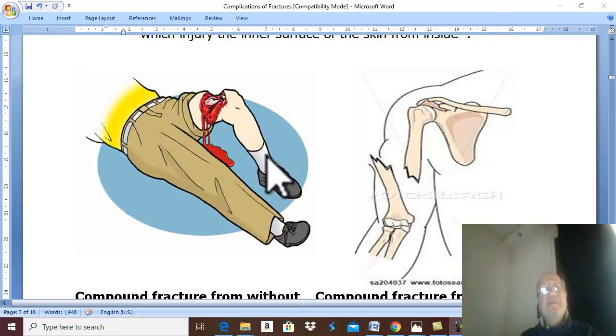Fracture tibia. There is a wide surface area of the tibia that is subcutaneous. And the commonest compound fracture is fracture tibia. Also fracture ulna, as a large part of the ulna is subcutaneous. Or fracture mandible, or skull fracture. These are the commonest sites for compound fractures.